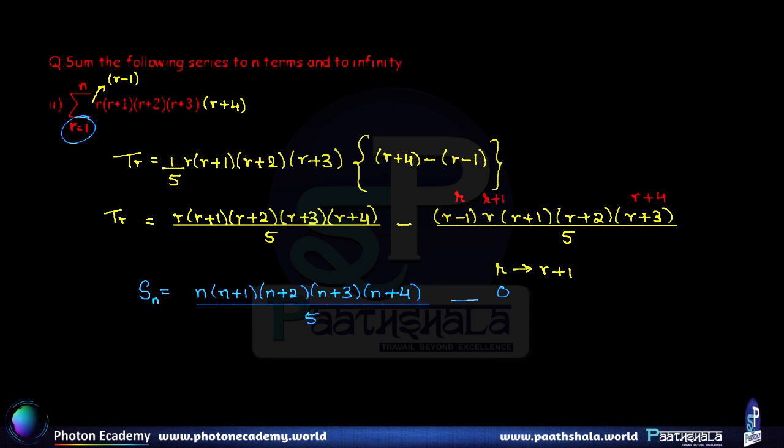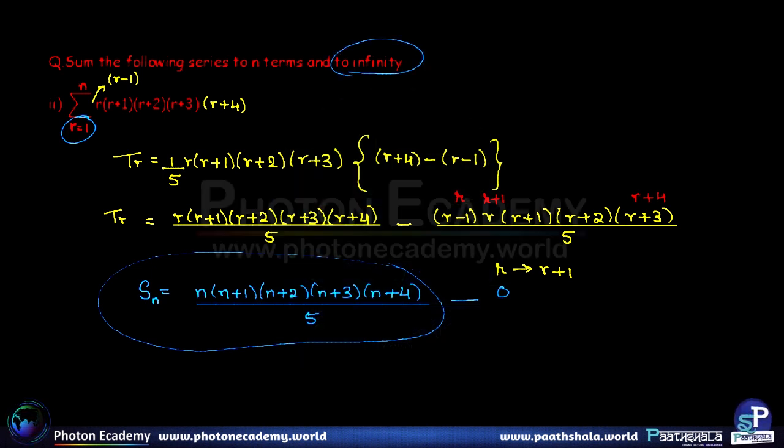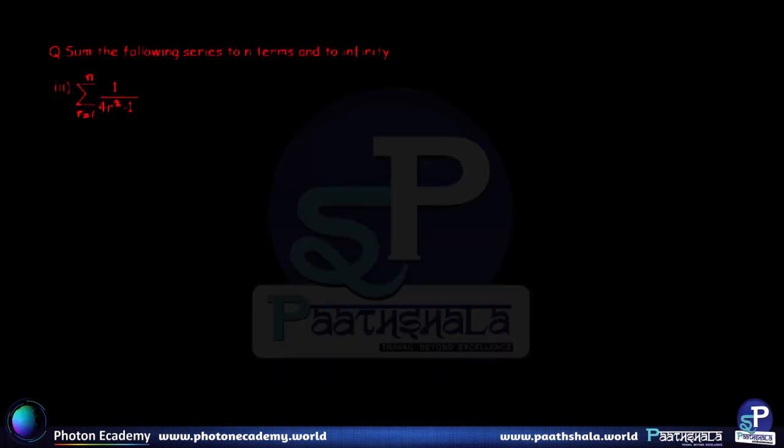So this is our required answer for n terms, and we have to find out the sum to infinity as well. So for infinity it is infinity, then infinity plus 1, so obviously the sum for infinity will be Sn is equal to infinite.